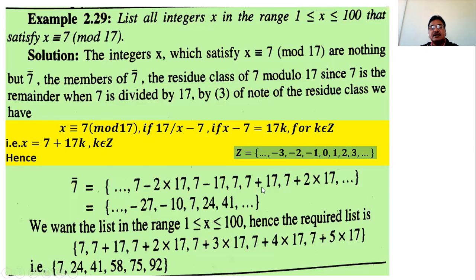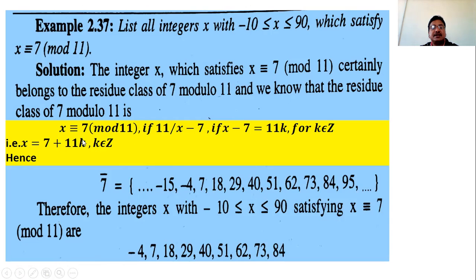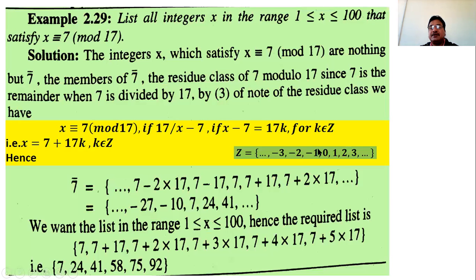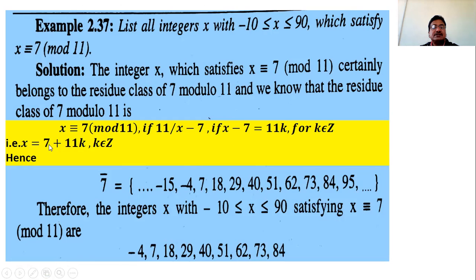So substitute first k as minus 3, a value from Z. Then 7 plus 11 times minus 3. Then substitute k as minus 2. Then what do we have? 7 plus 11 times minus 2 means minus 22 plus 7, which is minus 15. Then substitute k as minus 1. Then we have minus 11 plus 7, which is minus 4.